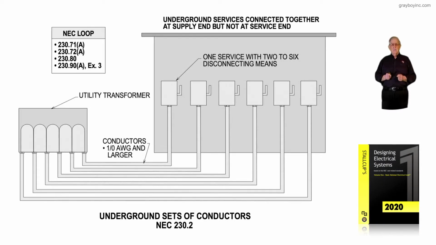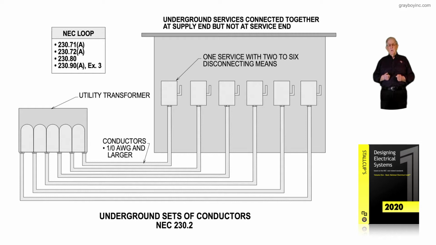Now this illustration deals with underground sets of conductors in accordance with 230.2. When this was put into the code, it was very helpful to designing engineering firms and electrical contracting firms. Let's just say, for example, that you had one pretty large service coming in, but you needed to upgrade this service to provide enough power and amps to supply added loads in the facility.